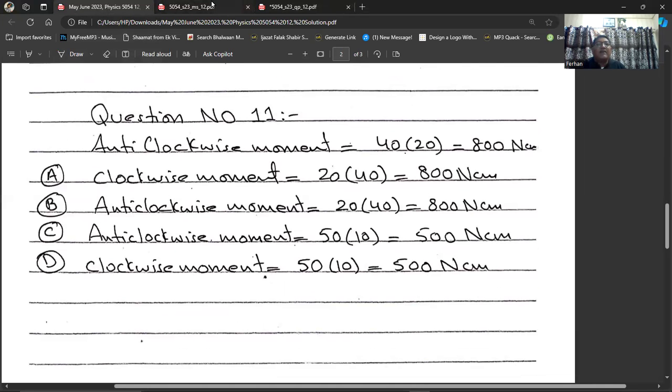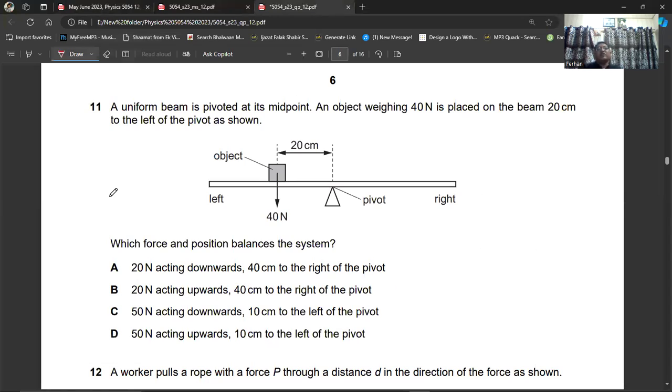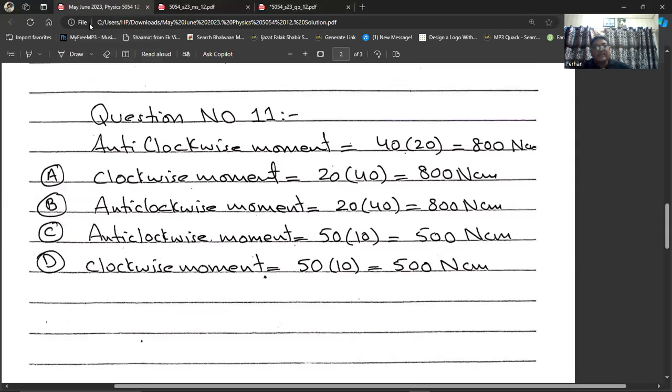Okay, so we have A option: 20 Newton acting downward 40 centimeter to the right of the pivot. So if our force in the downward direction is acting here, it will produce a clockwise moment. So it has the chances to balance it. So the clockwise moment will be 20 into 40, and that will be 800 Newton centimeter. So I think this force will balance it. The 40 Newton force is producing 800 Newton centimeter moment in the anti-clockwise manner. So I think that this is going to balance it.